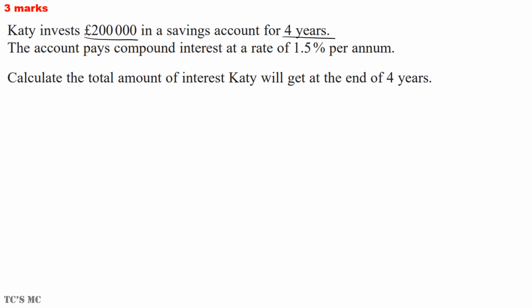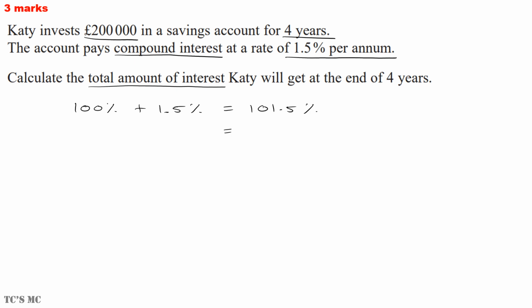The account pays compound interest at a rate of 1.5% per annum. Calculate the total amount of interest Katie will get at the end of 4 years. We need to work out the multiplier. We are going to do 100%, add 1.5%, and that gets us 101.5%. As a multiplier, we need to divide that by 100, and that gets us 1.015.